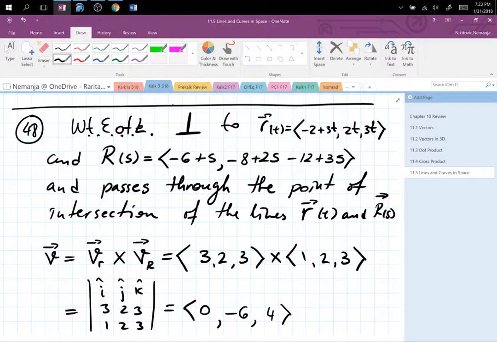Guys, $1 million question now. How do we find the intersection of these two lines?